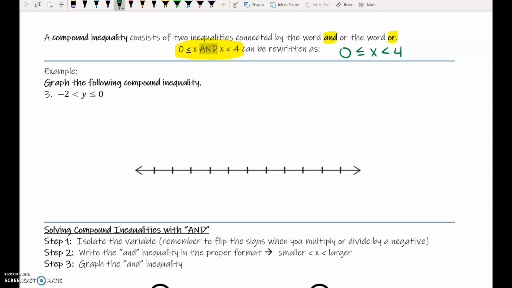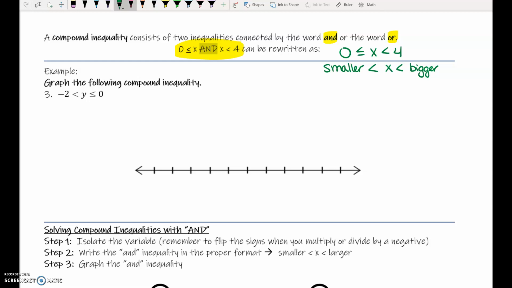When you write an and inequality, it is always the smaller number, less than symbols, and then the bigger number. Remember, the alligator has to eat the bigger number, so the numbers to the right have to be bigger. x is going to be bigger than the smallest number, and x is going to be smaller than the biggest number, so we're constantly eating the numbers to the right.